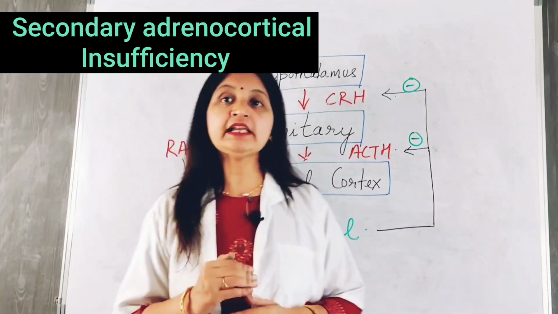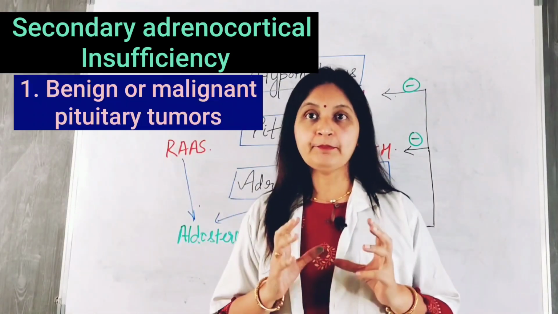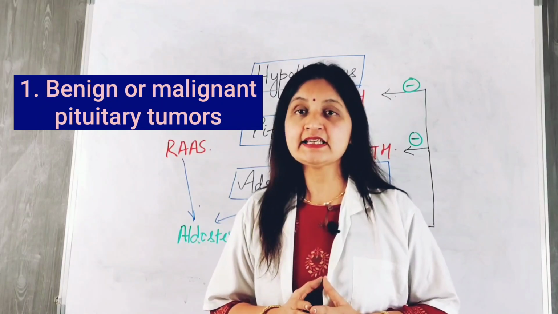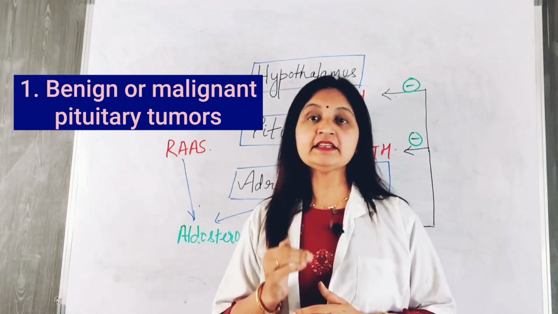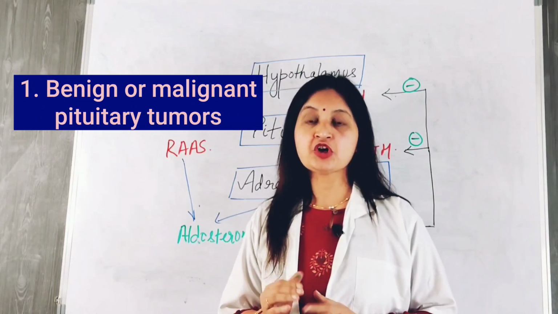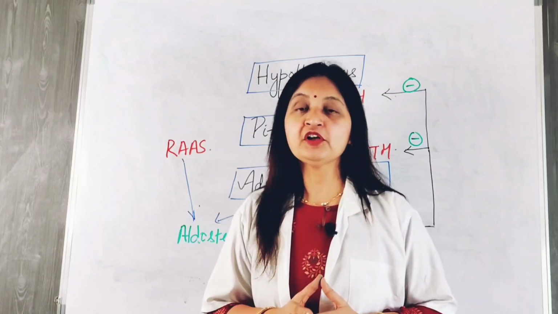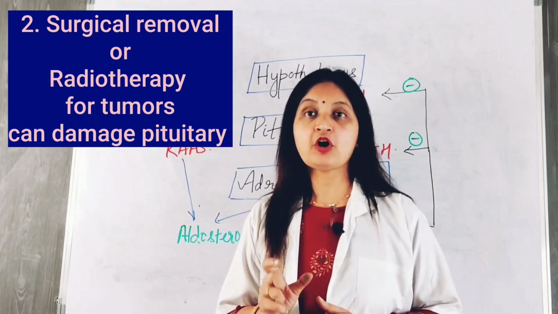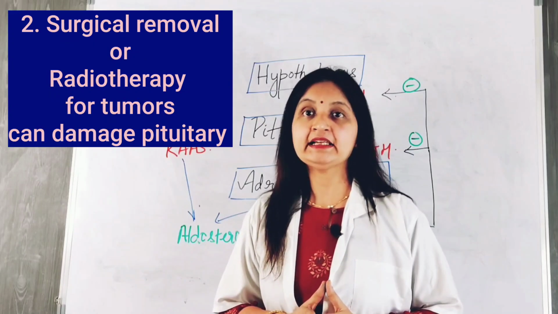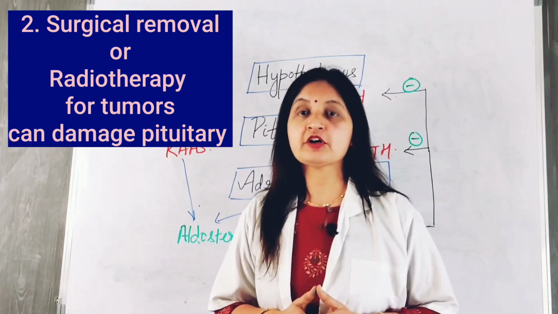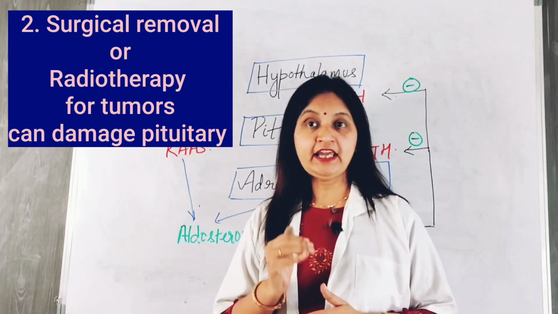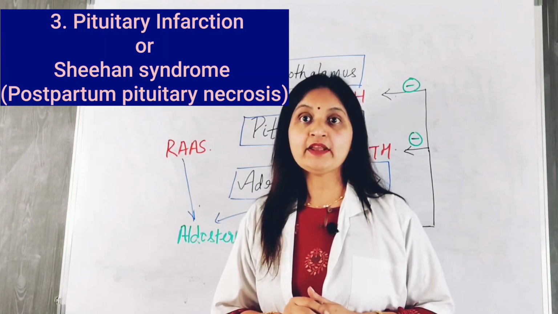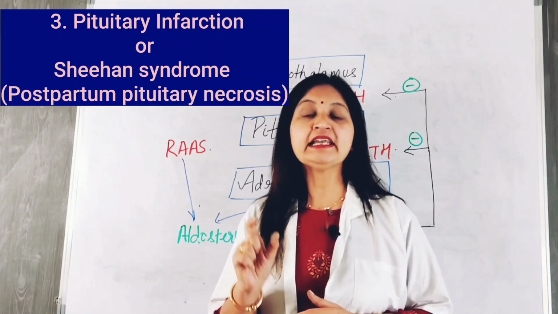So certain pituitary tumors, such as benign or malignant tumors, can compress or damage the cells of the pituitary, decreasing the release of ACTH. Also, surgical removal of the tumor or radiotherapy for tumors can cause damage to the pituitary gland, and this can reduce the cortisol levels. Pituitary infarction, a condition known as Sheehan syndrome, where there is postpartum pituitary necrosis.